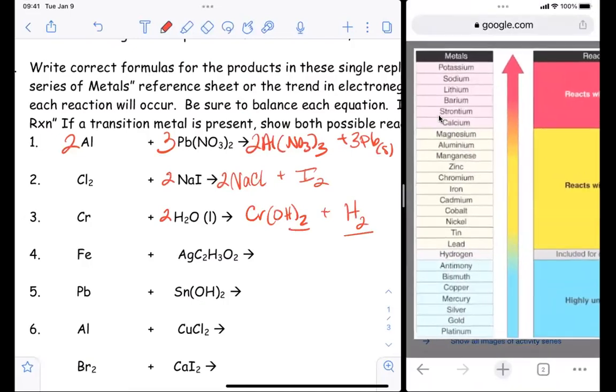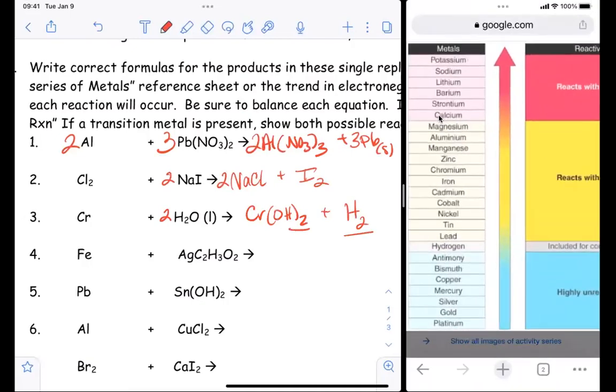Next is Fe plus silver acetate. So we're looking at iron versus silver. You should not even have to look at the activity series for this because silver is expensive. Why is silver expensive? Because it is not reactive. So it's going to be at the bottom of the list. Iron is around the middle of the list, right? It's exactly in the middle of that yellow section. So it absolutely will replace silver.